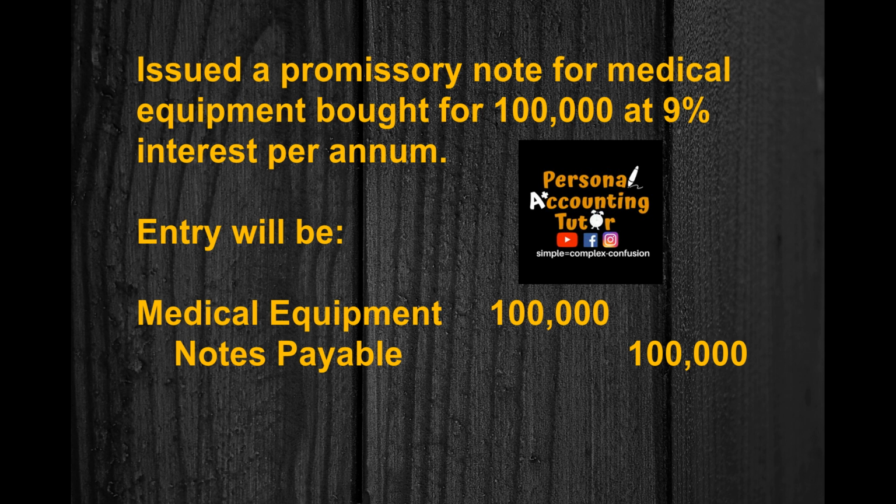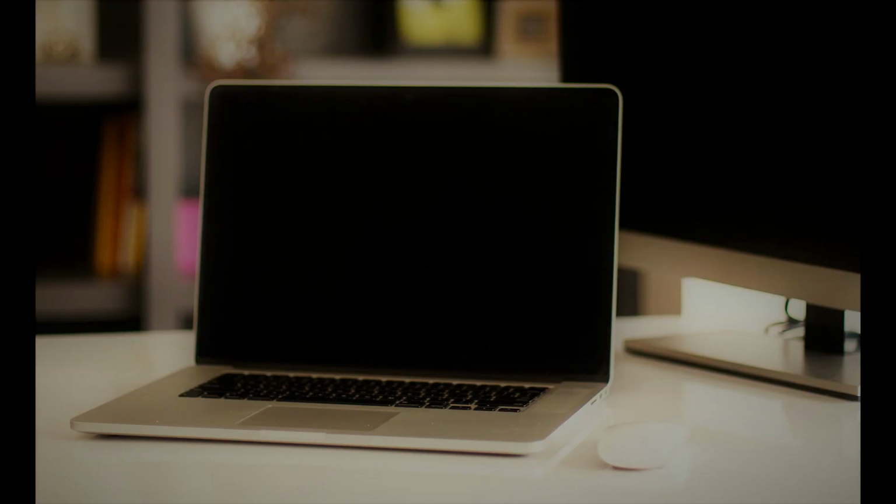To emphasize, if you are the one buying without paying yet, we use the payable account. AP if it's for goods and services without interest, and NP also for goods and services, only that there's a promissory note involved which usually bears interest.